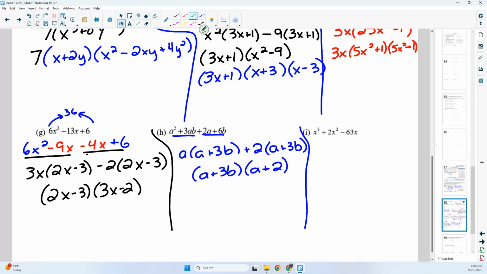Lastly, we have a trinomial. It does have a GCF of x. So now we do not need AC grouping because we have a 1x squared, so I can go right to my 2 parentheses. And numbers that multiply to negative 63 and add up to positive 2 are positive 9 and negative 7. So this section is a really good representation of that first half of our unit and all the different types of factoring we've done mixed together.